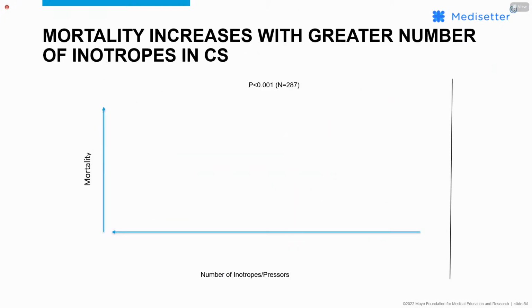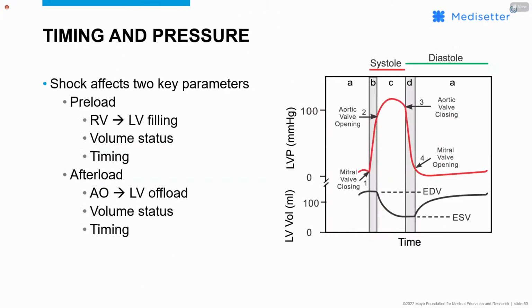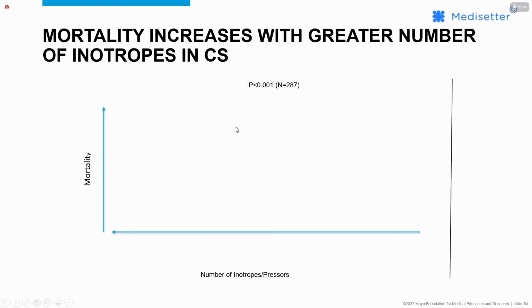And so when we think about how we support patients, we have the dobutamine on board, but we know from clinical data that adding more inotrope therapy, I'm sorry, the picture's not showing up, but the more inotropes that you add, the worse the mortality is.